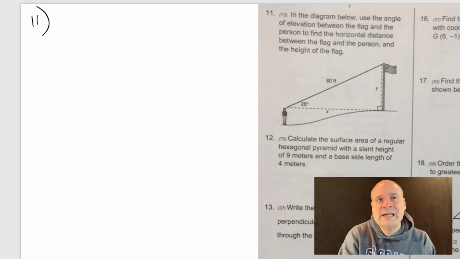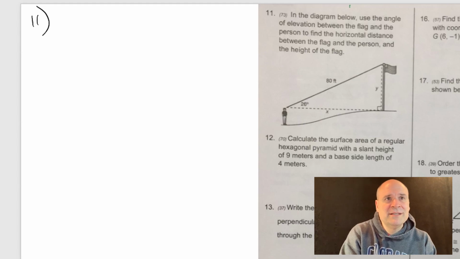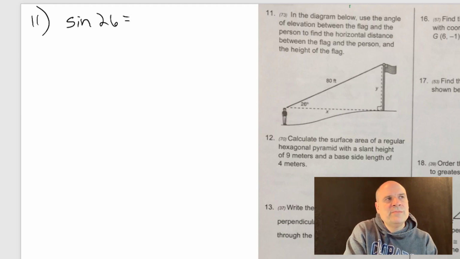How about I just find x and y? Okay, so x and y, here we go. To find x, you can use the cosine, and to find y, you can use the sine. So let's just write out our formulas for sine and cosine. So sine of 26, remember, sine equals opposite over hypotenuse, or SOHCAHTOA. So opposite of 26, what's across the pond from 26, is y. So y over hypotenuse, which is 80.